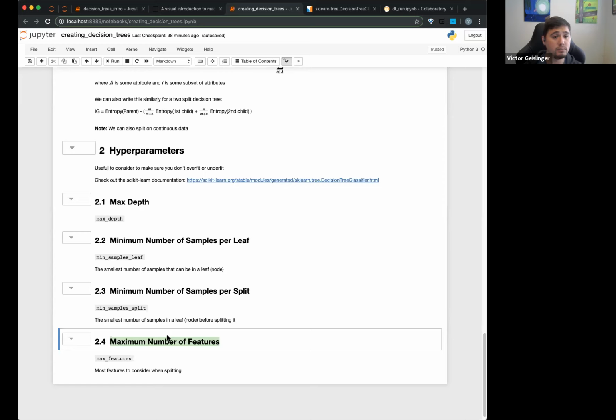Does that make sense to people? Yeah. Any questions on these hyperparameters, on how this comes together for optimizing and also avoiding overfitting?